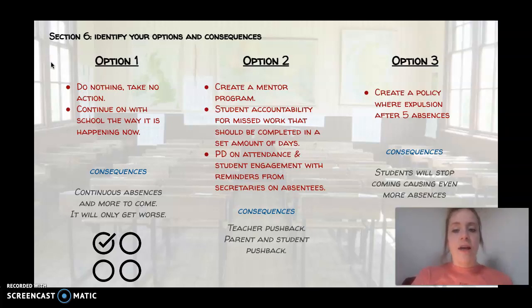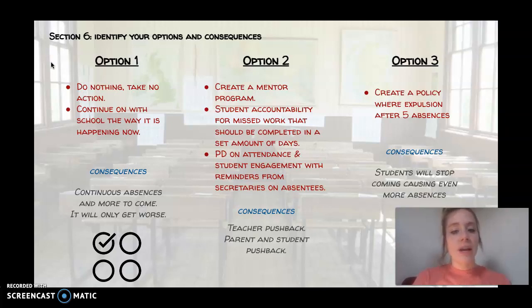Option 2 would be I could create a mentor program. So this mentor program could involve teachers and staff and counselors. And then each student has a mentor that they can meet with, talk with, kind of help with guidance when it comes to school and what's going on.